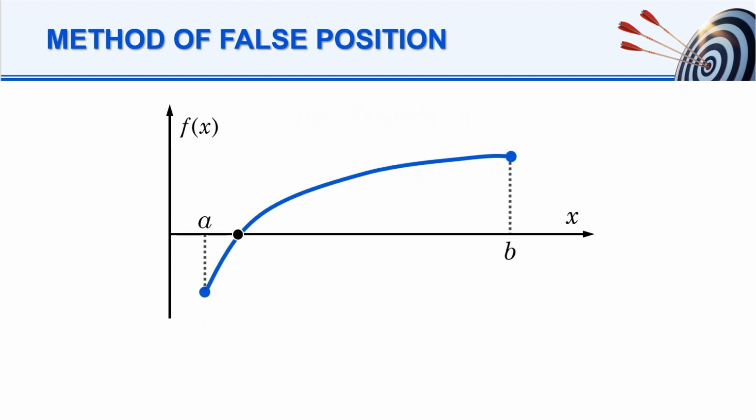Note that in the course of bracketing, if the function f(x) is concave up, the right endpoint of the search interval is anchored while the left endpoint moves towards the root. But if f(x) is concave down, f(x) times f(b) is positive as shown in this figure. The left endpoint remains anchored while the right endpoint moves towards the root.